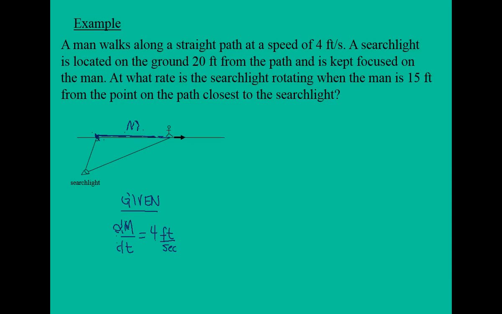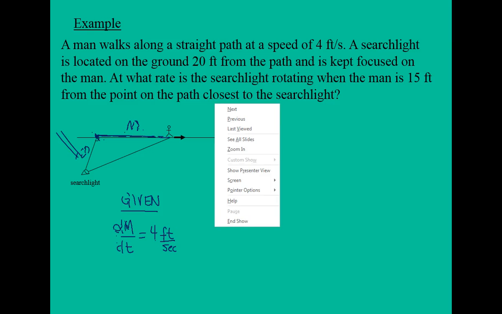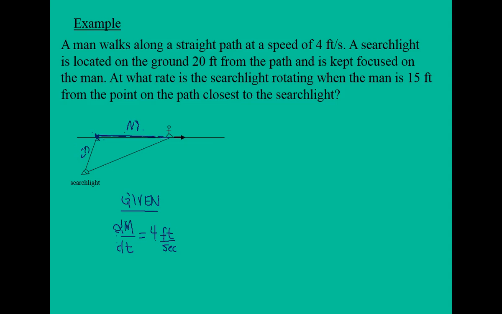All right, is there anything else we can list as given? We could list the distance the searchlight is from the path, and I'm going to label it in the diagram as 20. So we'll list this distance as 20. This distance here is 20, the distance the searchlight is from that path.